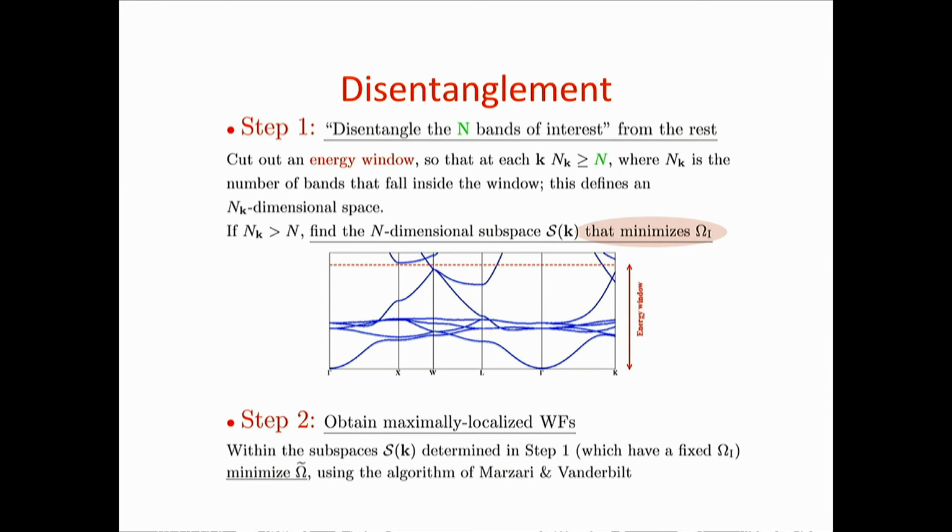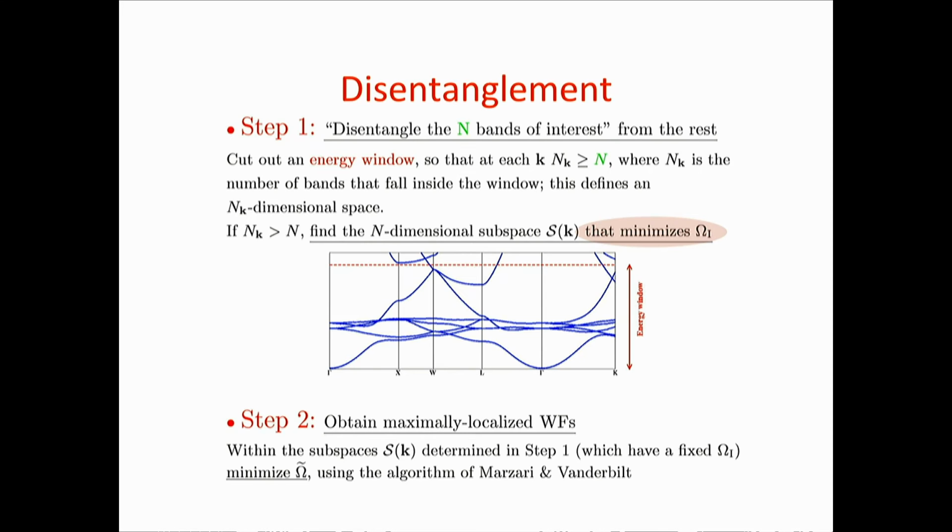And to do this, we see that what you have to do is to minimize this omega I part. Once you go from a 6, 7-dimensional space down to a 5-dimensional space everywhere, with the condition that this is also smooth over the Brillouin zone, then you get something which is very similar to what you had before. So something where at each point you have the same number of bands, and then you can use the same algorithm as before to minimize omega tilde.